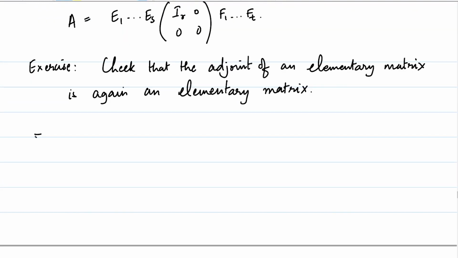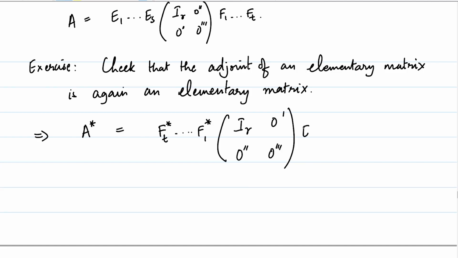Now from whatever we just developed till now, this implies that A star will just be equal to, let me be careful, this is F_t star, F_{t-1} star up to F_1 star, I_R. So I should have been careful. So let me write 0 prime, 0 prime, double prime and 0 triple prime so that the sizes are not the same. That's the reason why I'm putting primes there. So the primes will now get interchanged by coming here, double prime, 0 prime, and there will be a 0 triple prime. And then this will be followed by E_S star up to E_1 star.